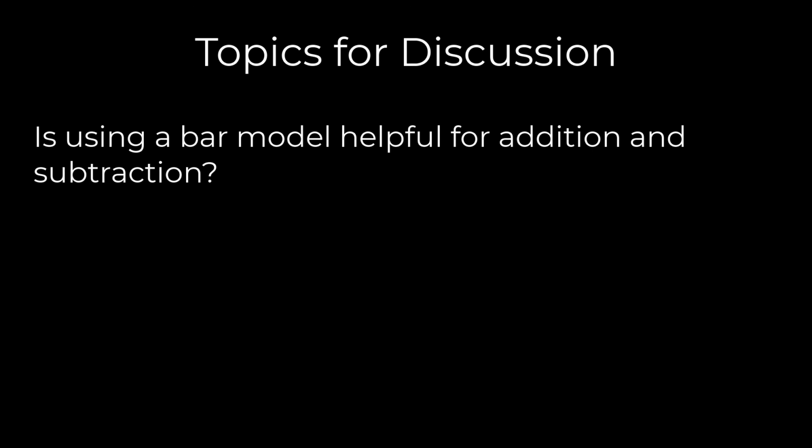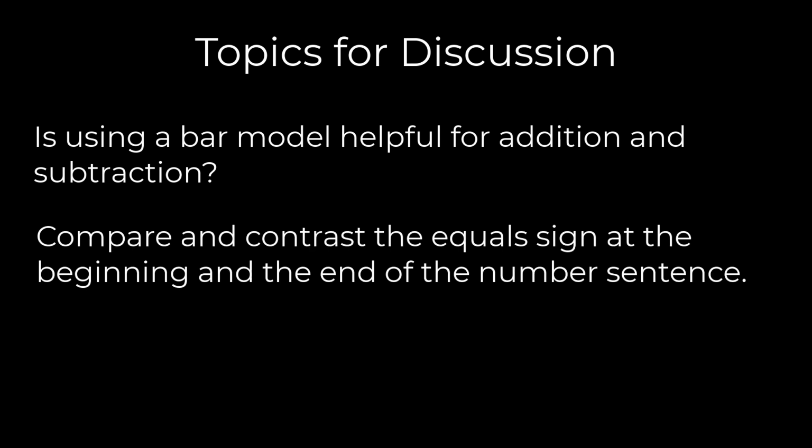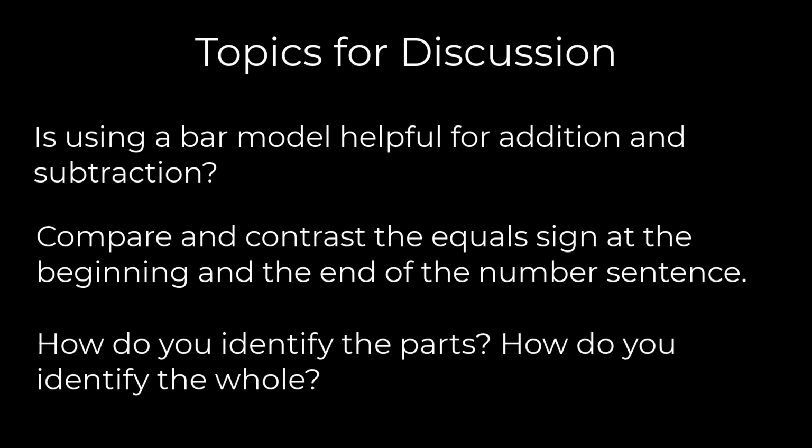Is using a bar model helpful in math for addition as well as subtraction? What did you think when you saw the equal sign come at the end of the number sentence and when it came at the beginning of the number sentence? How are problems like these the same? And how are they different? How could you identify the parts? And how did you identify the whole?